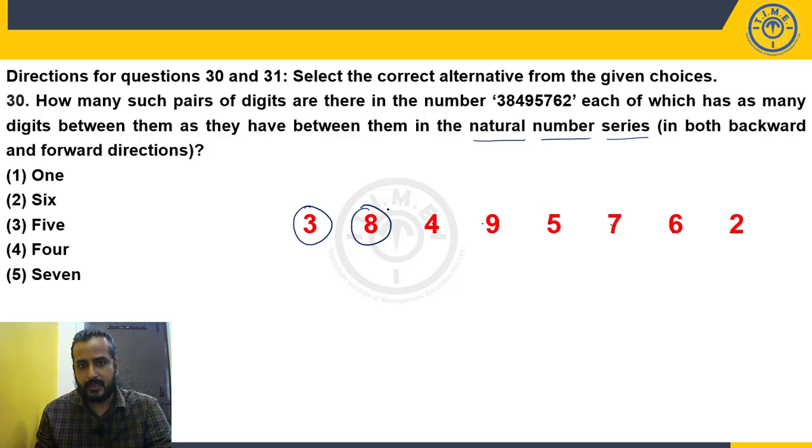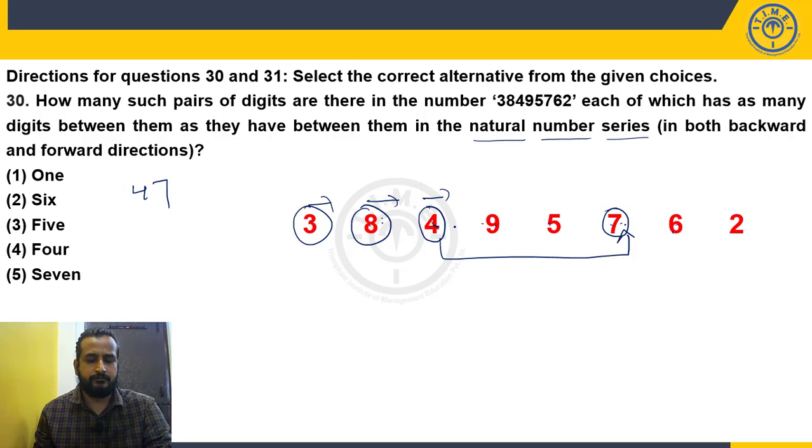Next start from the 8. 8, 9. I'm checking the forward direction. We have to count 1 to 9 only, as per the natural number system. Now start from the 4, right side. 4, 5, 6, 7, yes, matching. 4 and 7 are matching in the forward direction. 4, 5, 6, 7, 8, 9, no other number matching with 4. 9, no, because 9 is the last digit. 5, right side. 5, 6, 7, 8, no. 7, 8, 9, no. Right side 6, 7, no. So only one pair is matching in the forward direction, 4, 7.